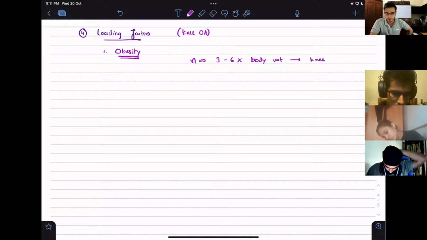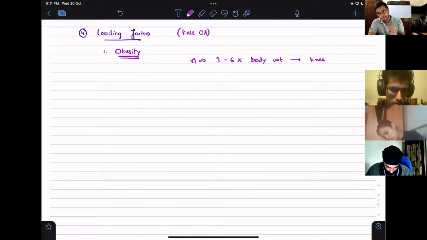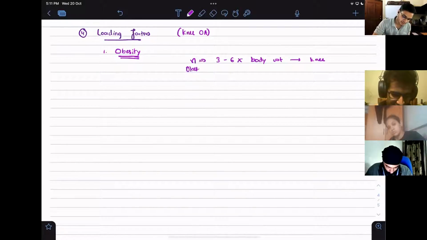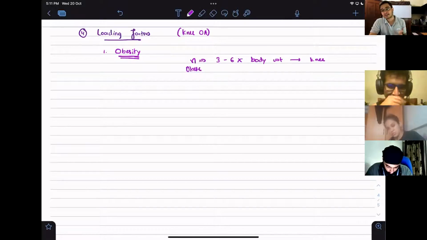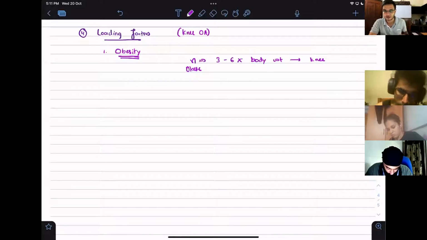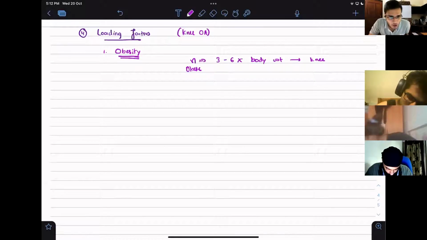Across the knee in a normal person, right? In an obese person, what happens, guys? In an obese person, by this 3 to 6 factor, we have to increase whatever their body weight is, and we calculate how much is transferred across the knee. So what do I want you all to know here?